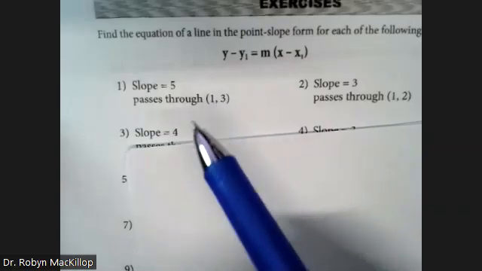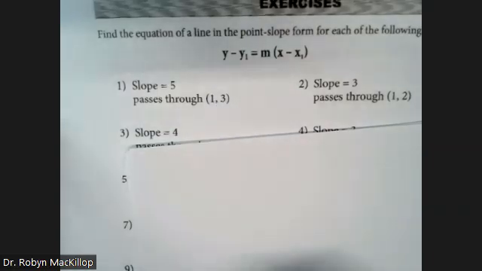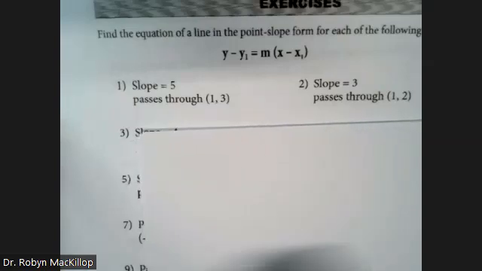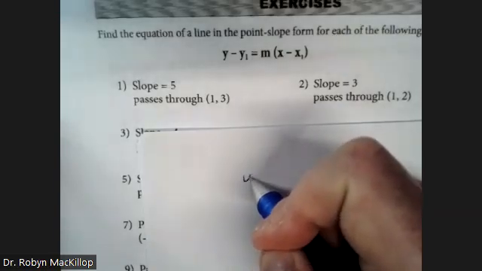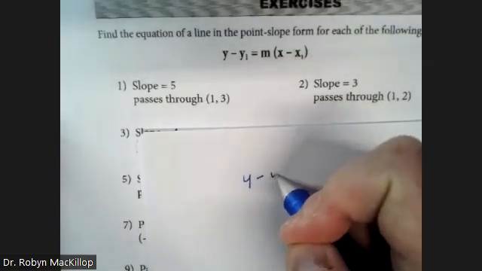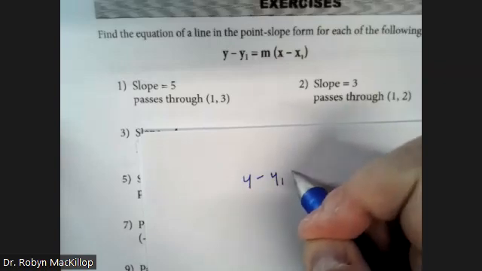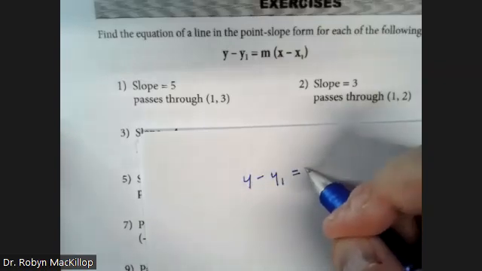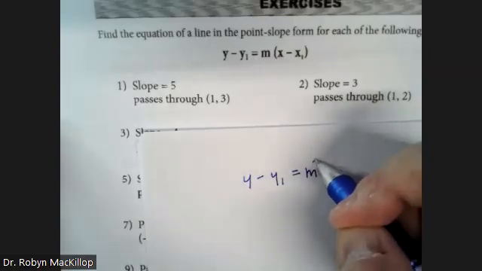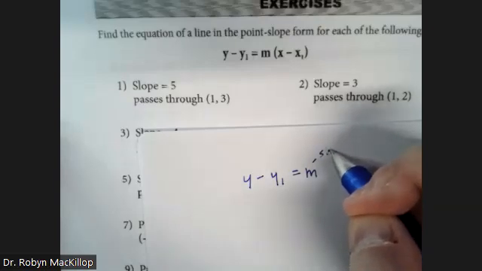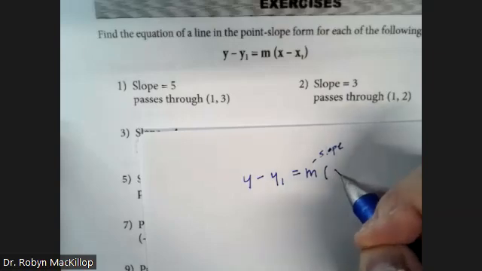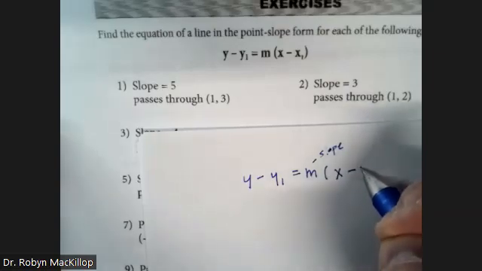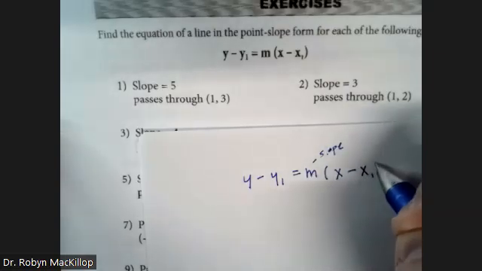Remember, you don't have to show your work. So however you figure things out, do it the way that makes the most sense to you. All right, so let's write this down. y minus y1 equals m, and m is slope, times x minus x1.